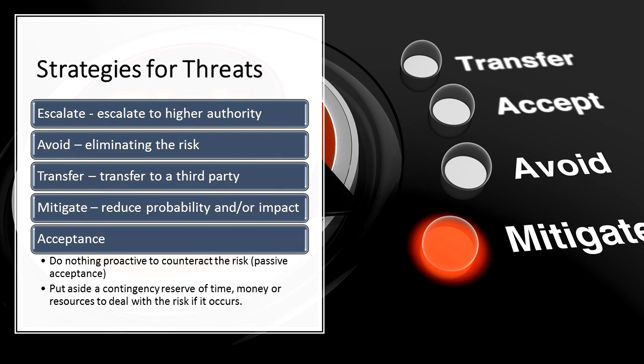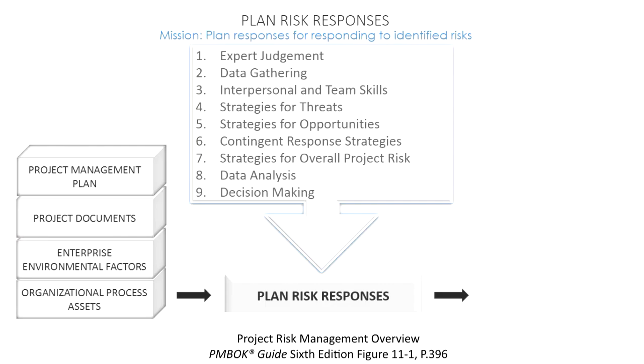We'll just absorb it. But active acceptance is putting aside some form of contingency, which could be a monetary contingency. It could also be a resource contingency. It could also be a schedule buffer. So if this risk happens, then we have this buffer or we have this contingency to deal with the risk. So be aware of passive and active acceptance.